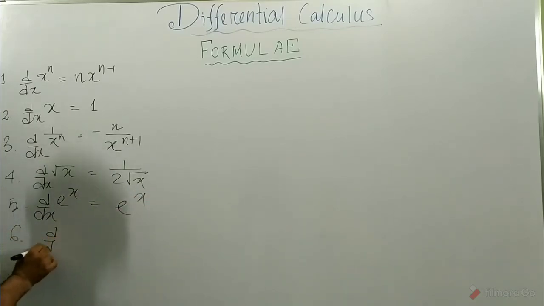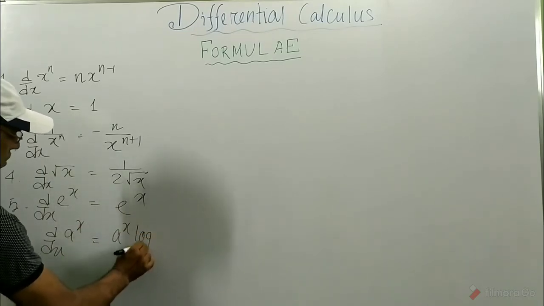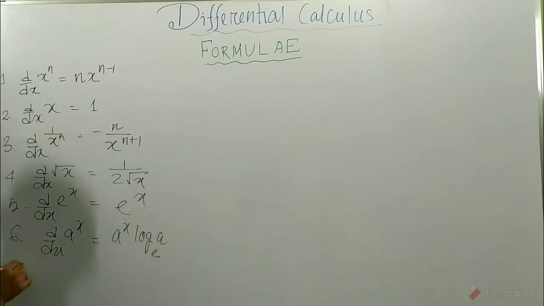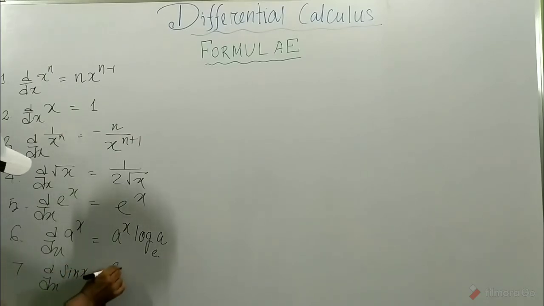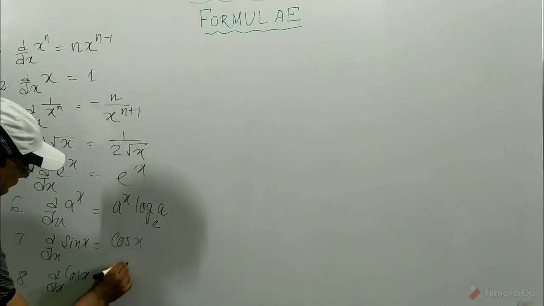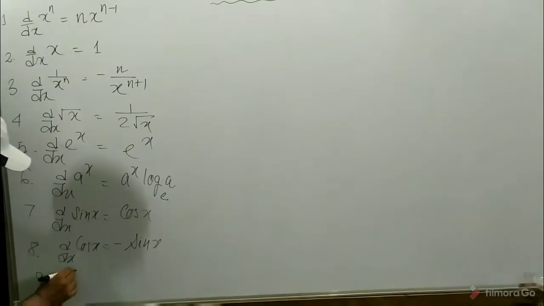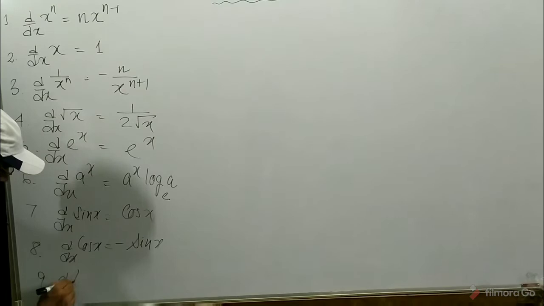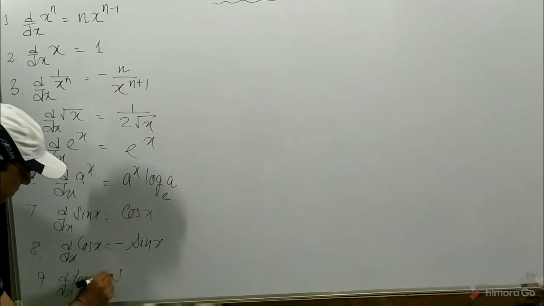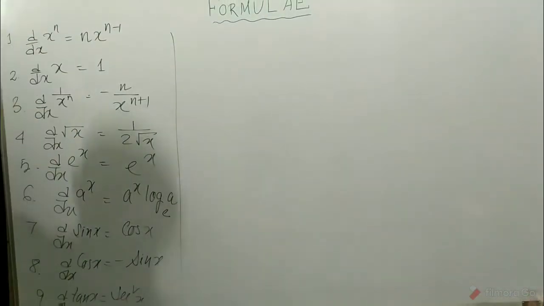Number 6, d/dx of a to the power x is a to the power x into log a base e. Number 7, d/dx of sin x equals cos x. Number 8, d/dx of cos x equals minus sin x. Number 9, d/dx of tan x equals sec square x. So these are the formulae up to 9 we have written.